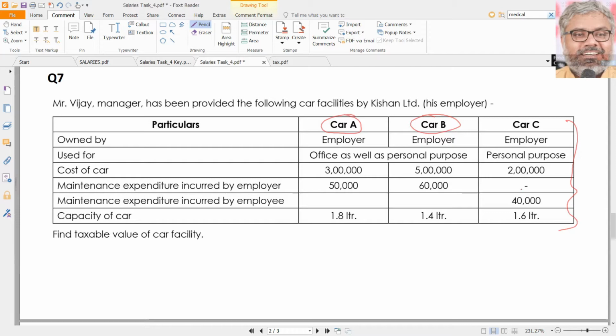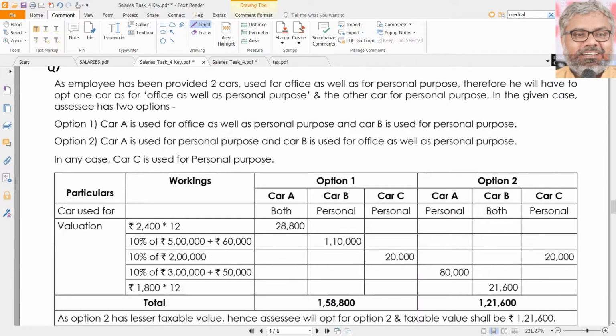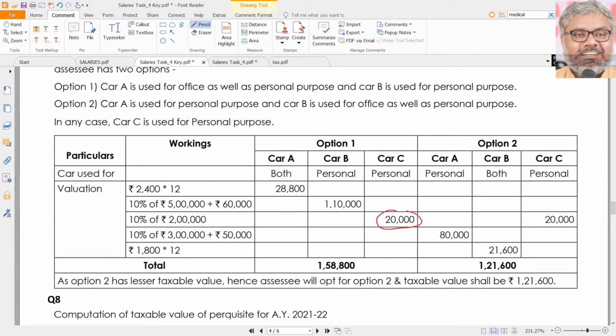Sorry, sir. This is incurred by the employee, not the employer. So that is not at all a perquisite. The employee, his own expenditure he is incurring. How does it matter? Employer is not incurring anything. So no 40,000 to be taken. So simply 10% of the value of the car, which means 20,000. That's it. So for car C, in all cases, whatever it is going to be, 20,000 only.